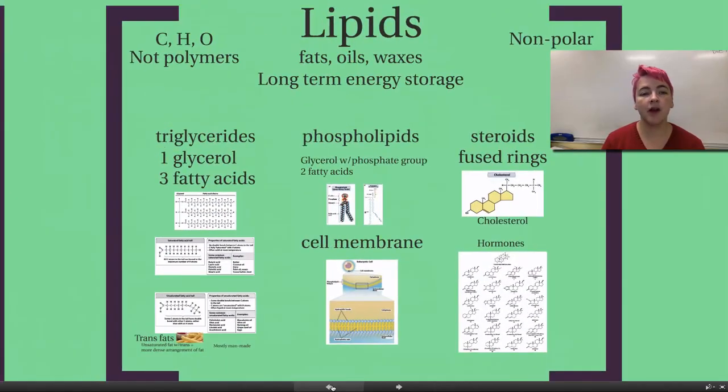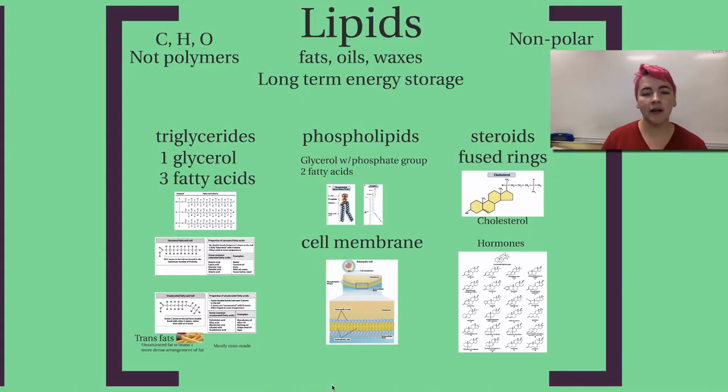Then we have lipids. Lipids have mostly carbon, hydrogen, and oxygen, and remember they are not polymers because they are not repeating monomers. Our lipids are mostly our fats, oils, and waxes, and it's used for long-term storage. Our lipids are nonpolar, and being that they're nonpolar means that they will not dissolve in water.